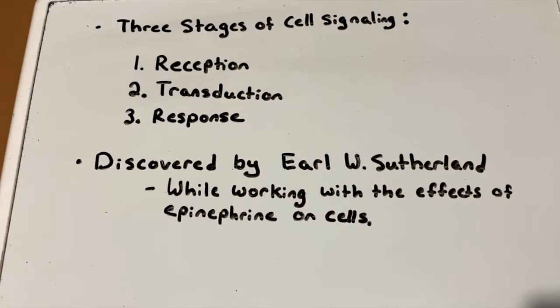So we begin with the 3 stages of cell signaling, which are 1. Reception, 2. Transduction, and 3. Response. And this was discovered by Earl W. Sutherland, who found this out working with the effects of epinephrine on cells.